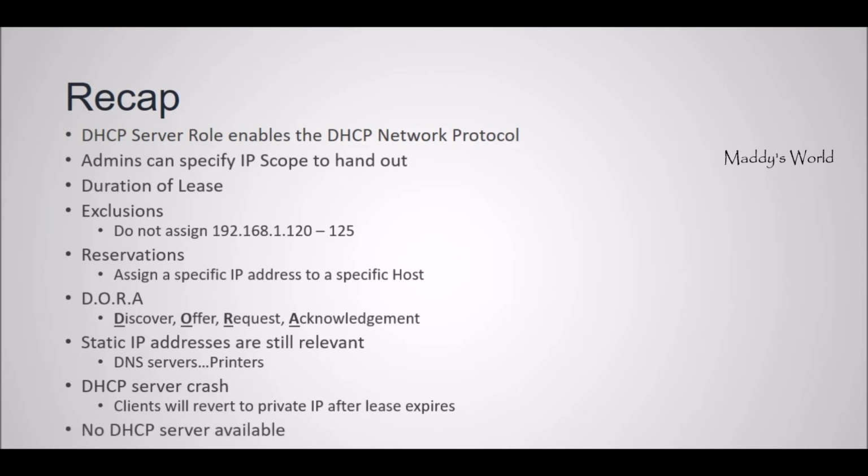Finally, if a computer is configured to use DHCP but it cannot find a DHCP server, it will assign itself a private IP address that starts with 169.254.x.x.